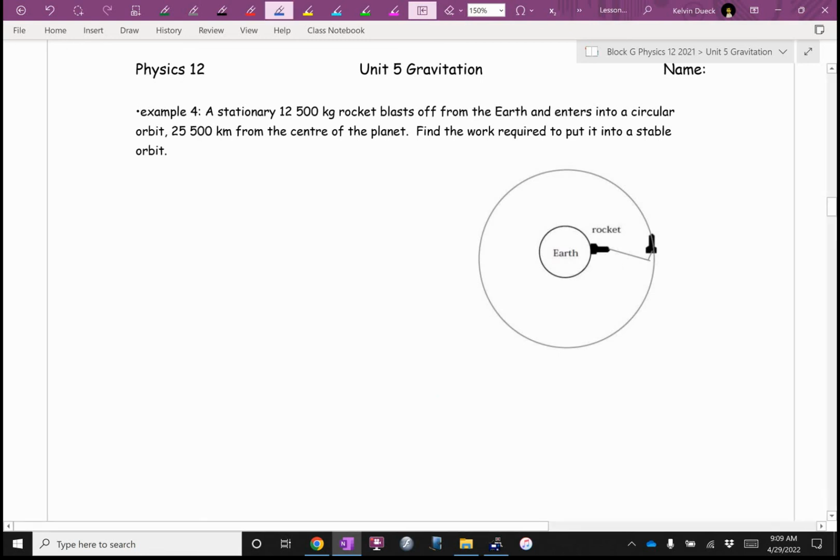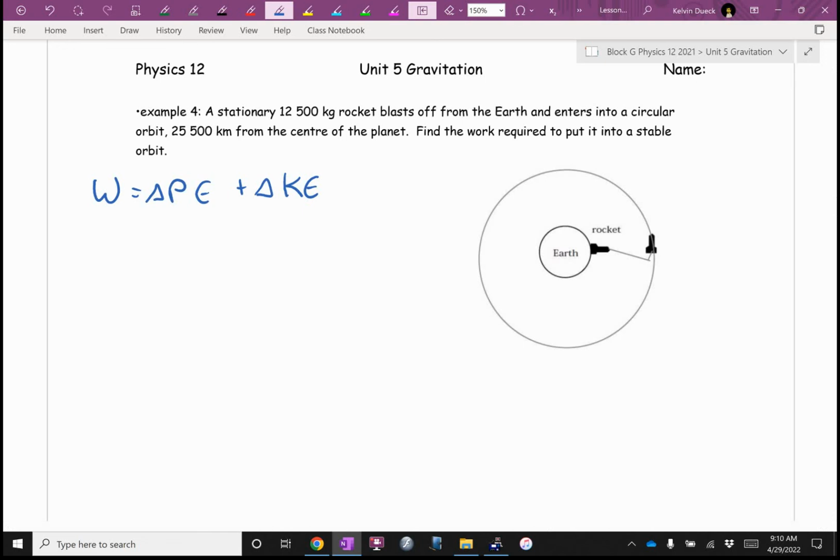This is different from just lifting it into outer space. If we were just lifting it into outer space, we could say it's just the change in potential energy. But we're putting it in a stable orbit, so it's also going to be the change in kinetic energy. Write that down. I'm not going to do both of these at once. I'm going to do them separately. What would you like to find first? Change in potential plus or change in kinetic?